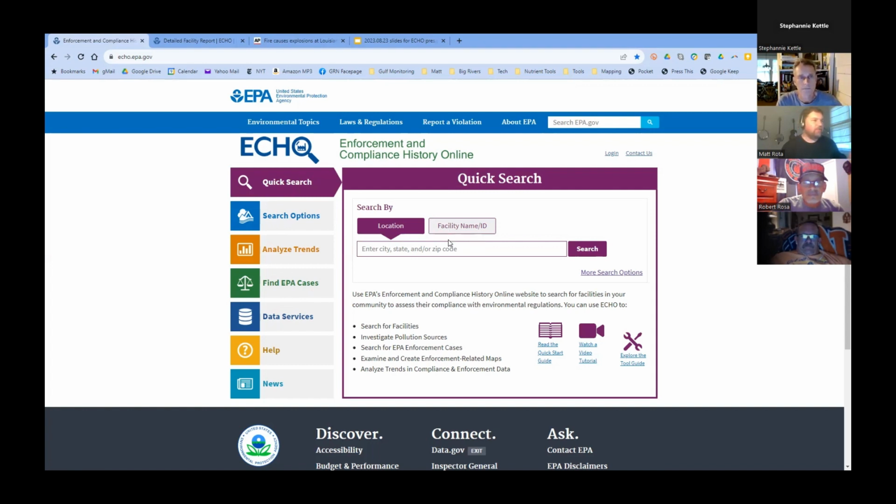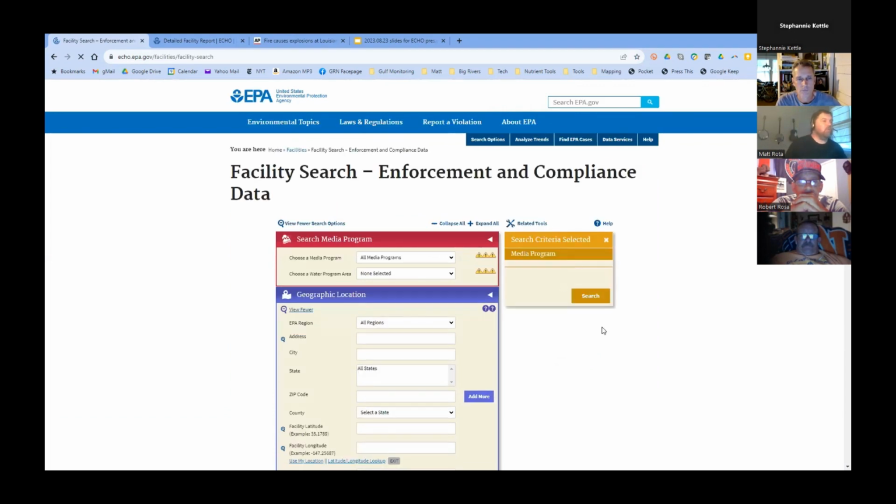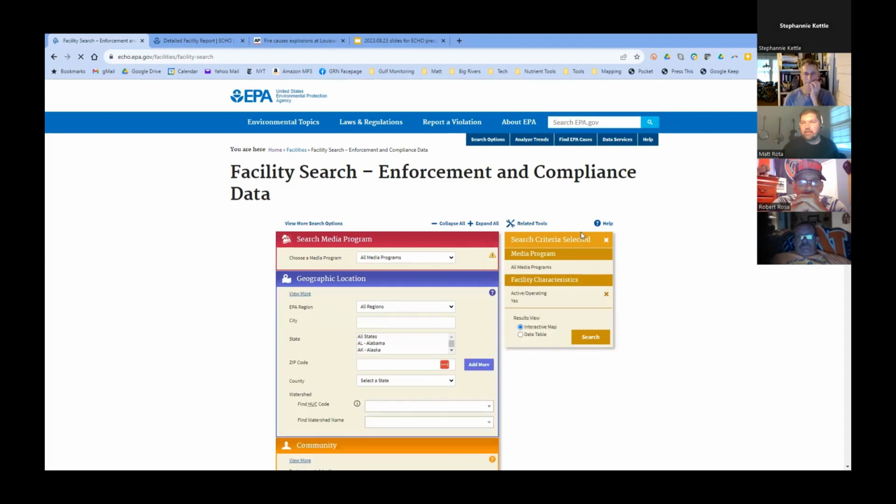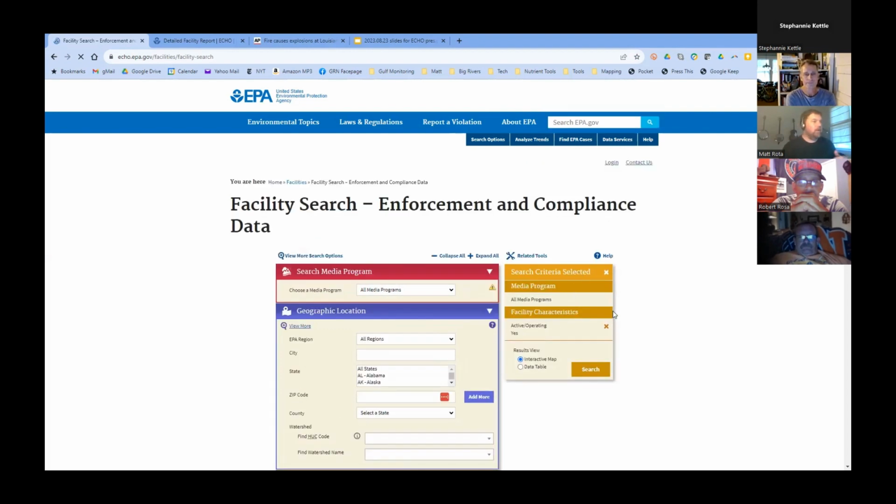So if you know specifically what you want, or if it's very general and you don't really know much, if you just want to enter a zip code, you can do that here. But I tend to try to dig a little deeper, especially if I want to find out about Dow Chemical in Plaquemine, Louisiana. So if you go to the more search options, it's pretty robust how much you can look for.